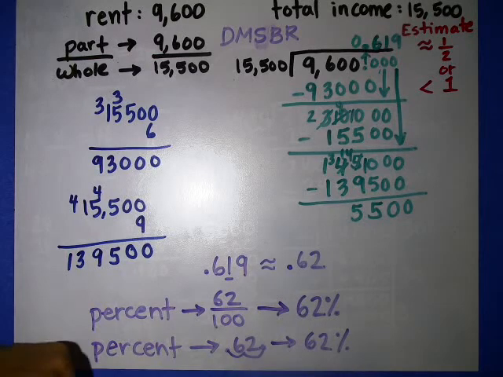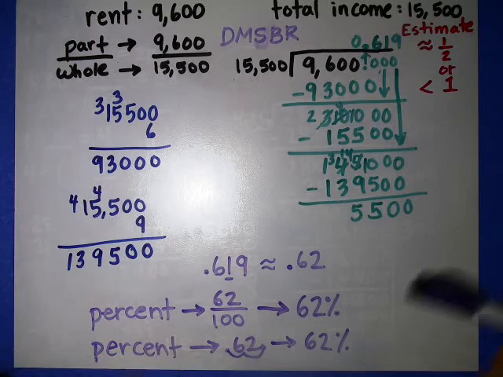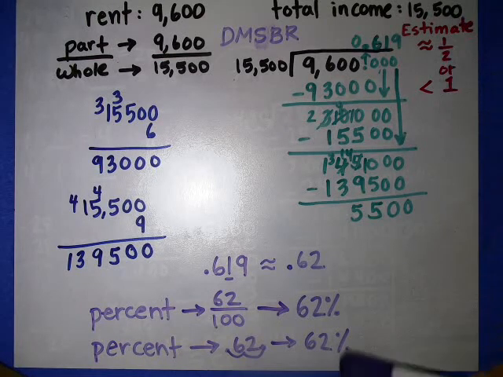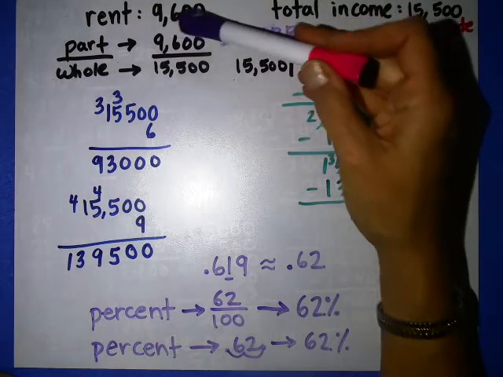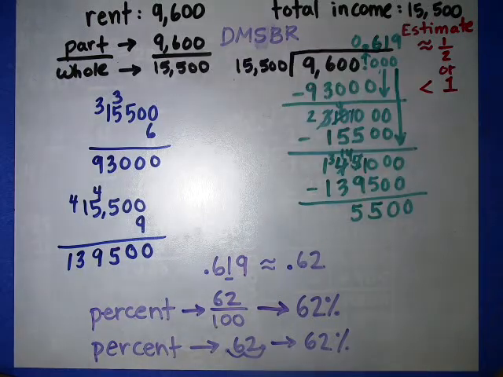And so when it was a decimal, we rounded to the nearest hundredth, and then our percent is just a whole percent. Now, always look back and ask yourself if it makes sense. 62%. So that's like a little over half, and our estimate was about a half. So the fact that our estimate was about half and our answer is a little over half, this 9,600 is a little more than half of 15,500. So our answer makes sense. Remember, 50% is half, because 50 is half of 100. All right.